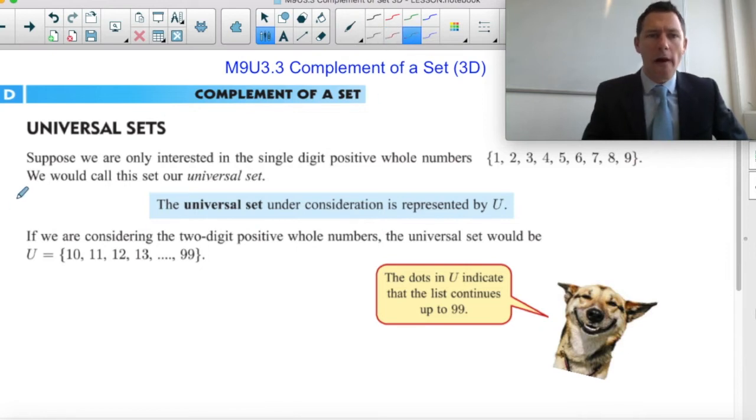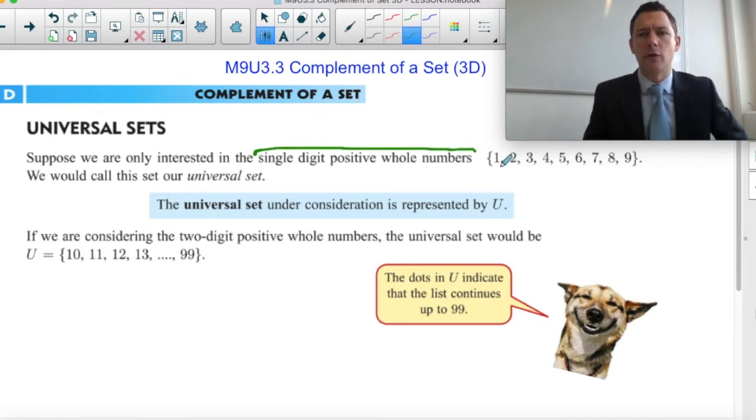All right. So a universal set is all the numbers that we're interested in. Here's an example: our universal set is all single-digit positive whole numbers. So 1, 2, 3, up to 9. No 10 because it's not single digit. No -5 because we need positive. So that's our universal set. This is everything we wanted to play with. Those are all the numbers we get to play with.